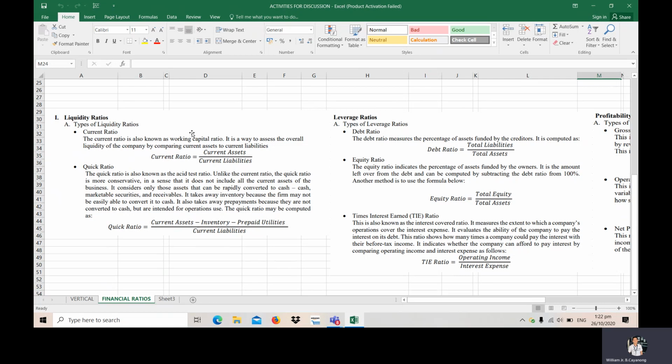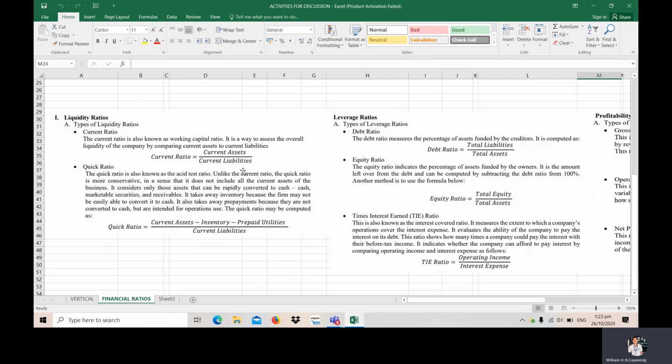When we say current ratio, the current ratio is also known as the working capital ratio. It is a way to assess the overall liquidity of the company by comparing the current assets to current liabilities. In here, we are just comparing our assets to our current liabilities. It's because we will be able to know if our company has the capacity to pay our short-term liabilities or currently maturing obligations. So it is preferable that we have more current assets than our current liabilities.